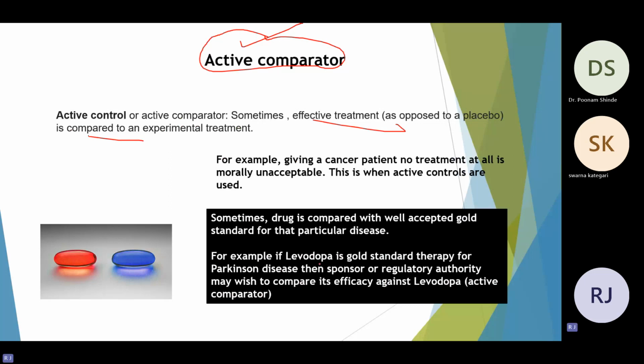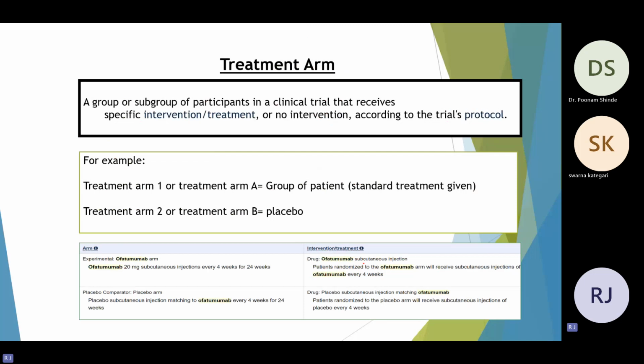For example, I have given one example here, levodopa. Everybody knows that levodopa is the gold standard treatment for Parkinson disease. If I am developing a drug for Parkinson disease, then definitely the regulatory authority and sponsor will wish to know whether my drug is better or equally effective compared to levodopa. So in our trial, if I'm comparing my drug with levodopa, then I will call levodopa my active comparator. Okay, everybody got it, right? What is placebo, what is active comparator? Any questions so far?